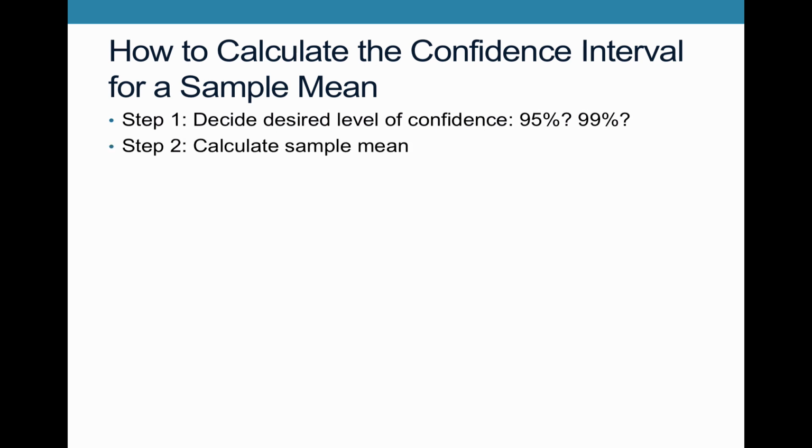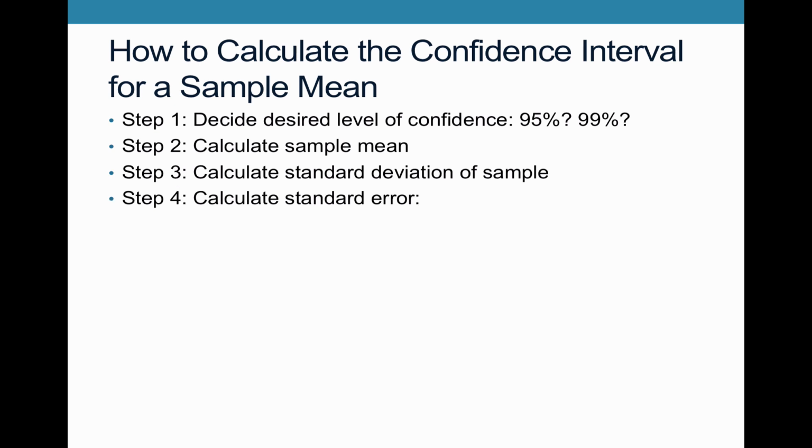So then we calculate the sample mean, see previous lectures about how to do that. Calculate the standard deviation of our sample. Again, see previous lecture on how you calculate standard deviation. I'm just going to skip over that step to keep us focused on the confidence interval. And we calculate the standard error. So you should see the last lecture. I'll put the formula up here just to remind you. This is the standard deviation of our sample over the square root of the sample size.